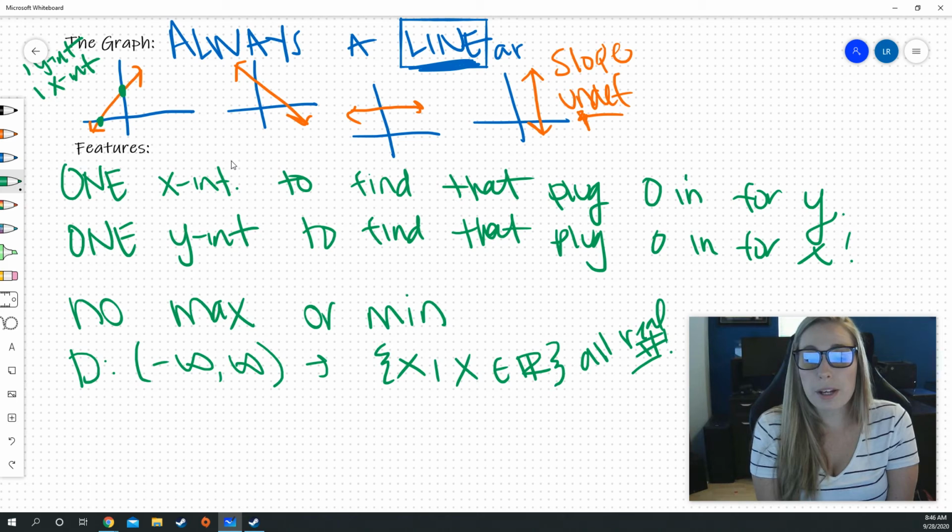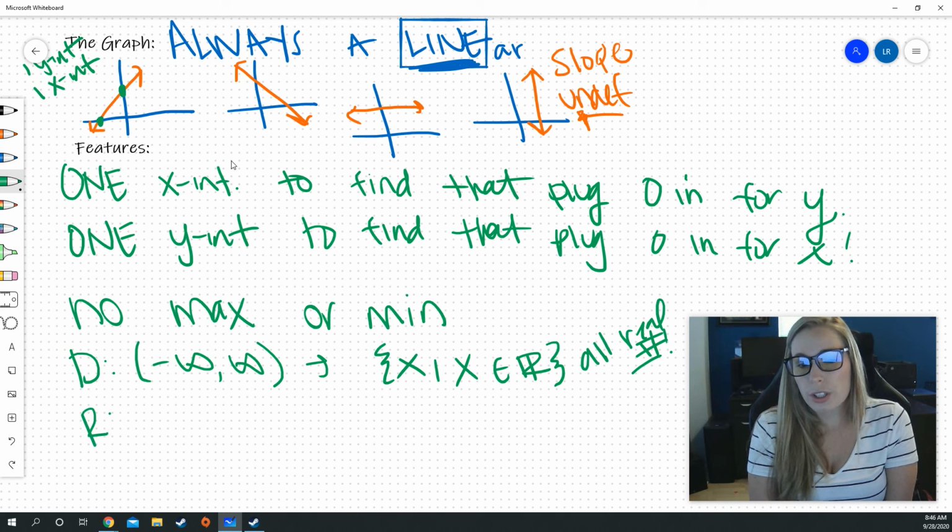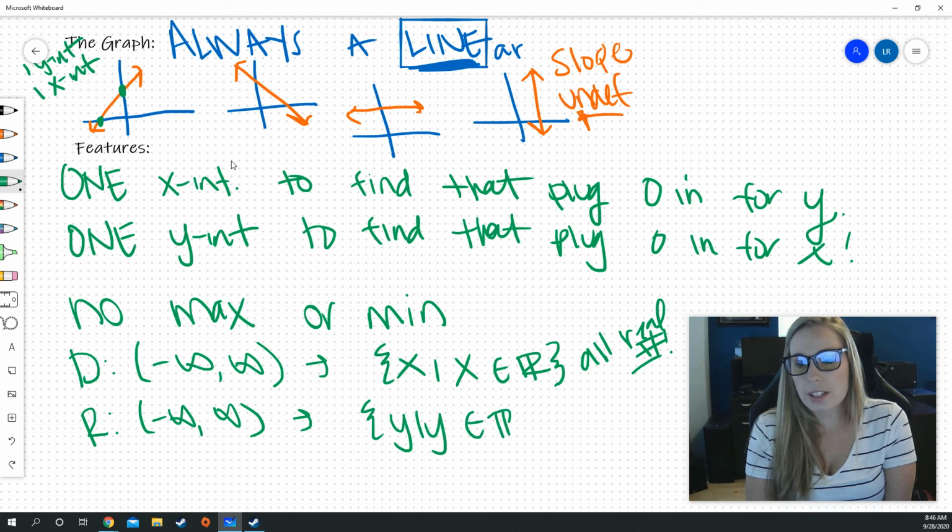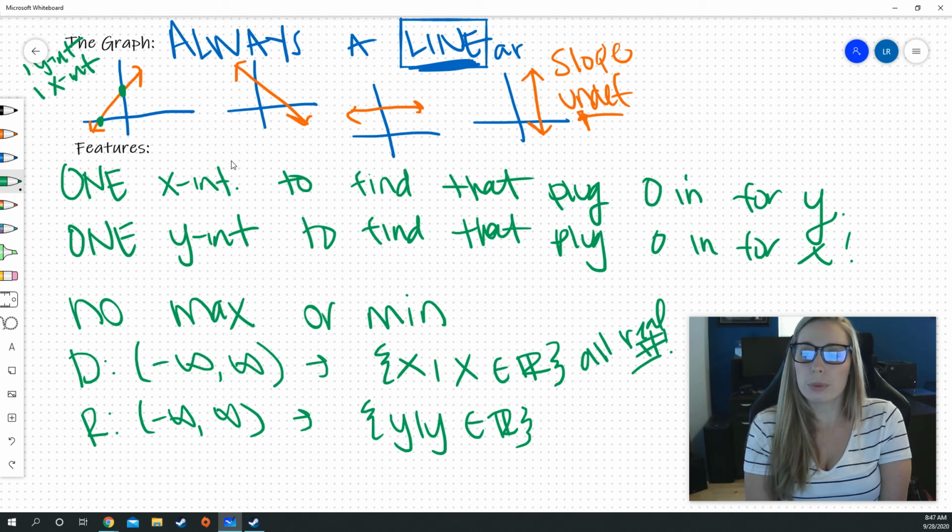In this class, we write our domain in interval notation. There will be some where we do it in set builder notation, but for the most part, interval notation. Your range is also going to be all real numbers. So this is interval notation. In set builder notation, that looks like this. And what that means is y such that y is an element of all real numbers. So your domain and range for linears are always going to be all real numbers.